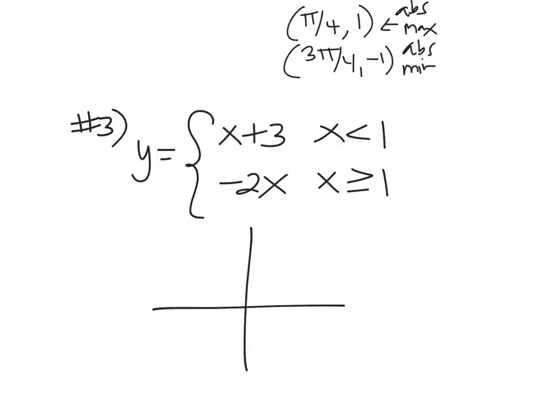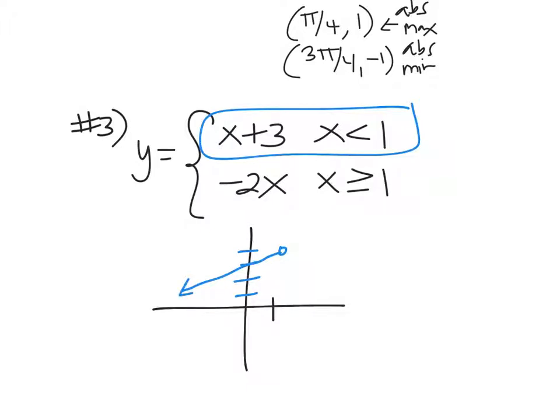I would go ahead and go to 1 and plug in 1 into this first section here. And if I plug in 1, I get what? 4? And that would be an open circle. And then if I plug in 0, I get 3. So this is just a line going in that direction. So x is less than 1.